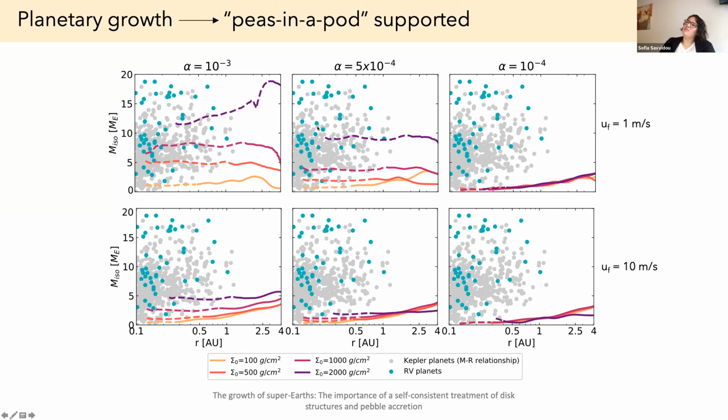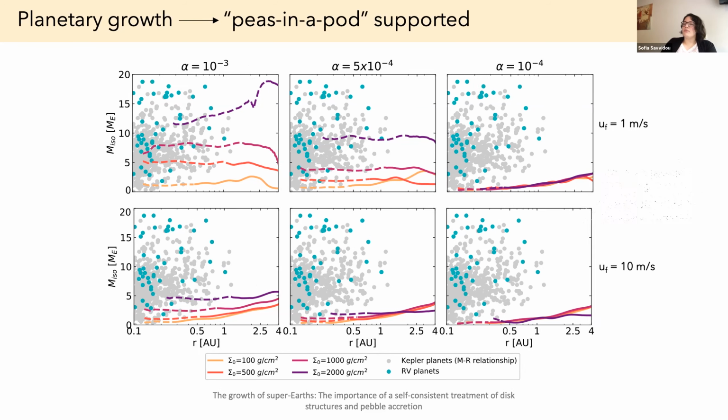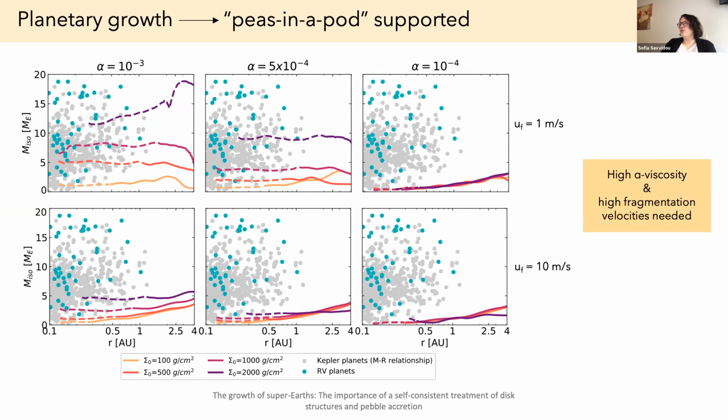But as we can see, it becomes kind of difficult, especially for very low alpha or for large fragmentation velocities, because our maximum masses are much lower than the observed populations. So just looking at this, we would conclude that higher alpha is the one needed, in both cases, in order to explain this. But this is not the only thing that we should consider. That's just the conclusion that basically high alpha is what we want and high fragmentation velocities. This is not the only thing that we should think about.